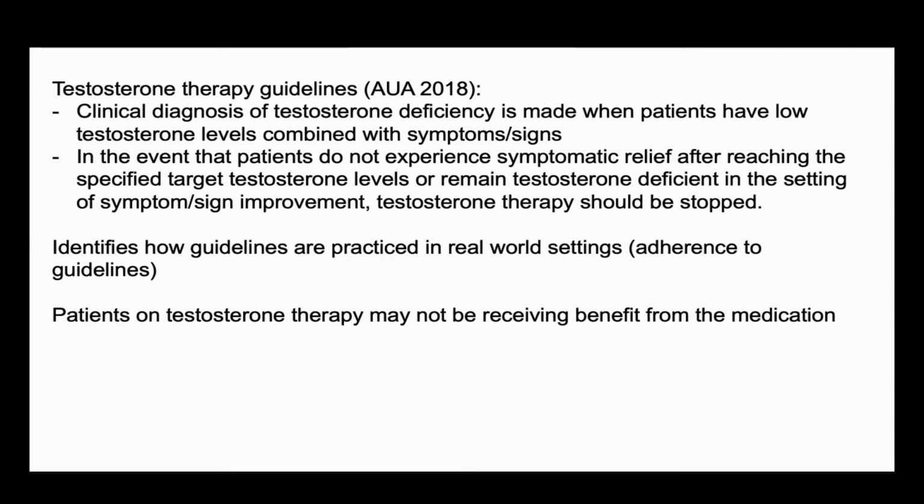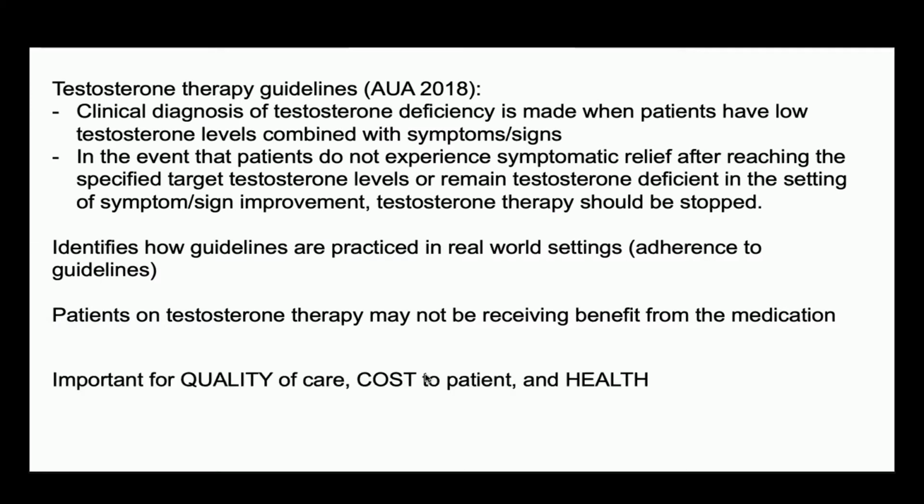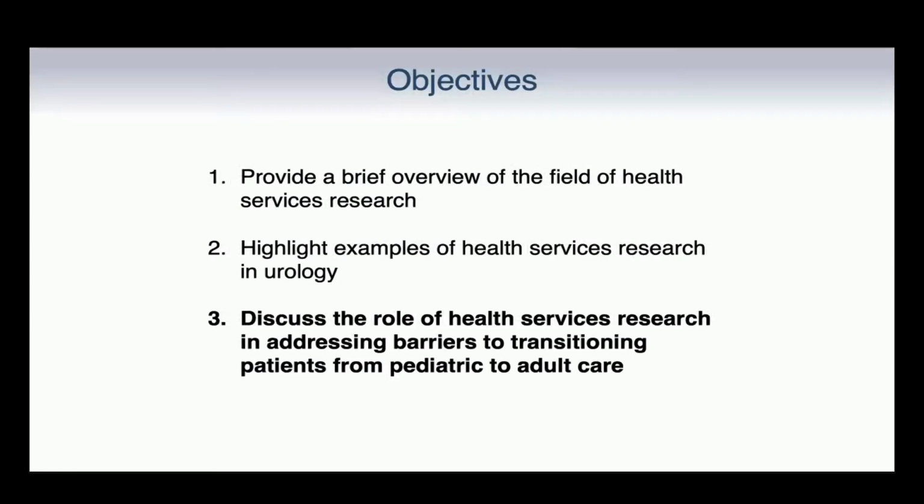So from a health services research lens, I would put this in the bucket of important for quality of care, cost to the patient, and patient health itself when you look at possible side effects of treatment. So again, two local, or Canadian, flavors of health services research as examples. Now, if we were to move on to the crux of the presentation, how can we apply this with regards to transitioning patients from pediatric to adult care?